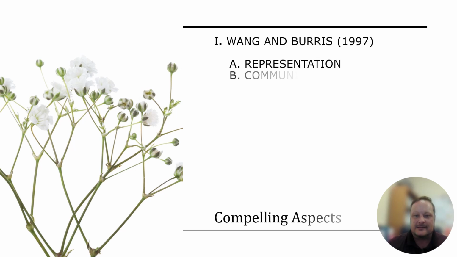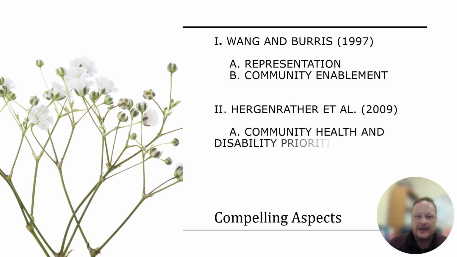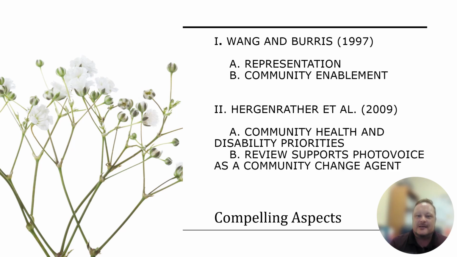Also, I want to go over the readings a bit and bring that back to what I was talking about. In Wang and Burris, the description of photo voice as a process enables communities to identify, represent, and develop themselves through photography. And then in Hergenrather, the photo voice is a research methodology to identify and explore community health and disability priorities. And then the review supports further application of photo voice to facilitate community change. And that community change is evident when you start listening to people discussing the way that their situation makes them feel.